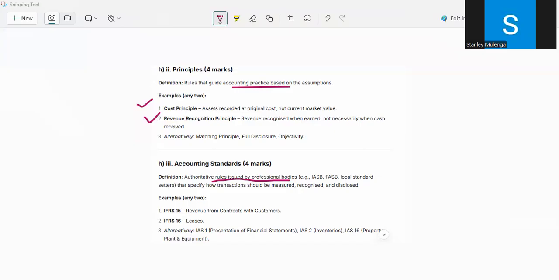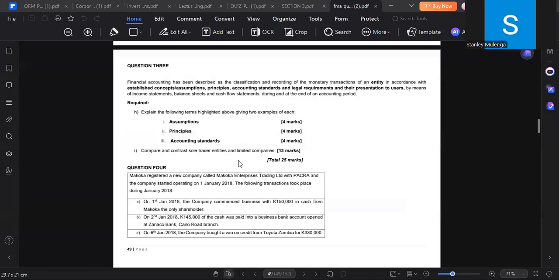Okay, our next question is asking us to compare and contrast sole trader entities and limited companies. What features can you compare between a sole trader and a limited company? 13 marks, so you cannot afford to miss those marks. So quickly, compare and contrast.